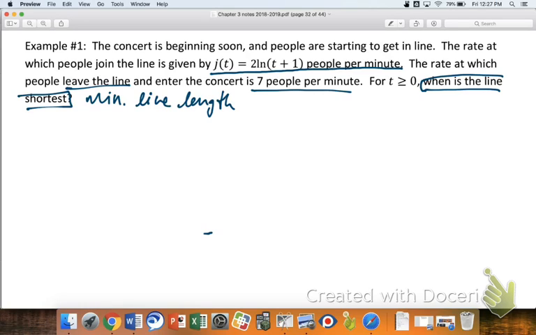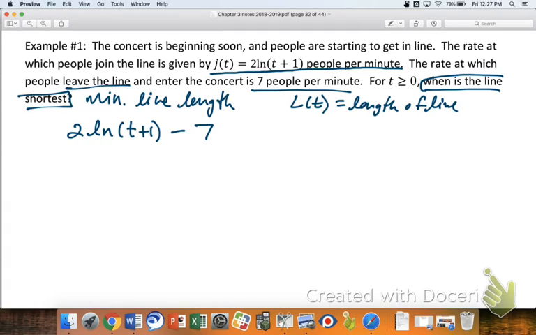I've got a rate causing the line to get longer, and it's 2 natural log of t plus 1. And I have a rate causing the line to get shorter, and that is 7, right? And so I would say that my net rate is 2 natural log of t plus 1 minus 7. There's one additional thing we need to talk about, but let's talk about another thing first. If you wanted to say L of t is equal to the length of the line, you are welcome to do that.